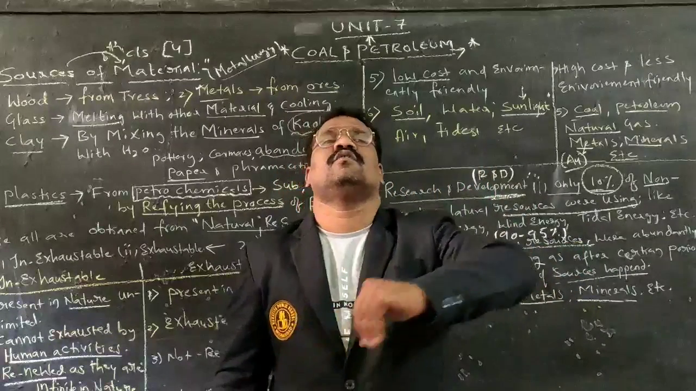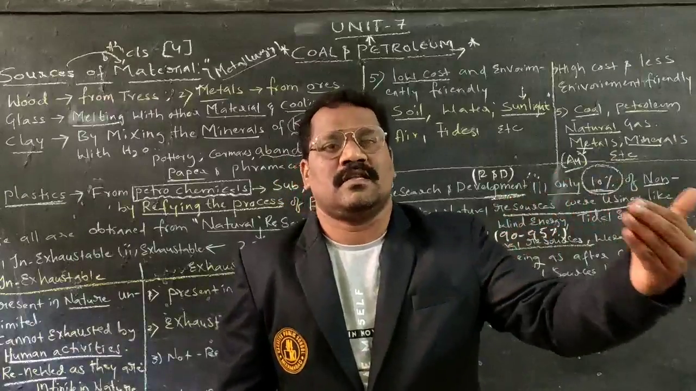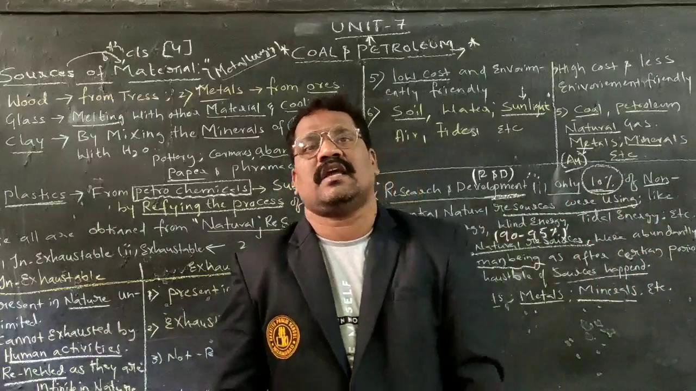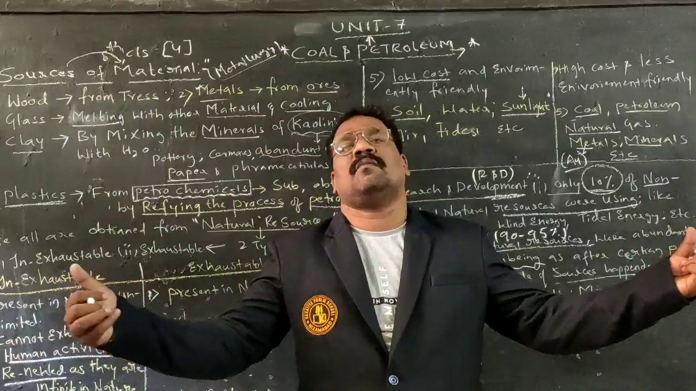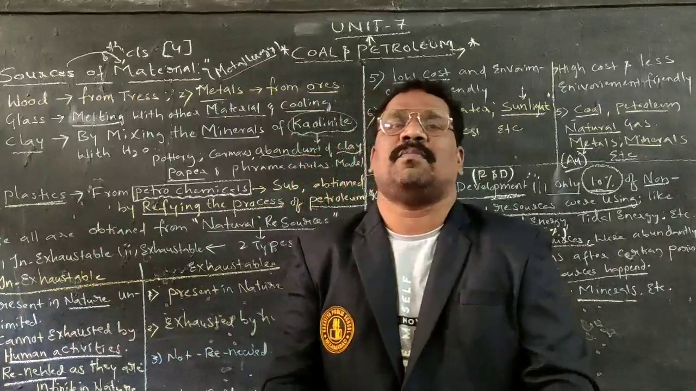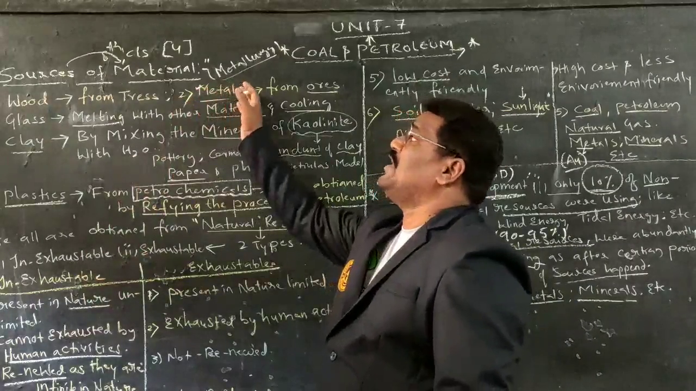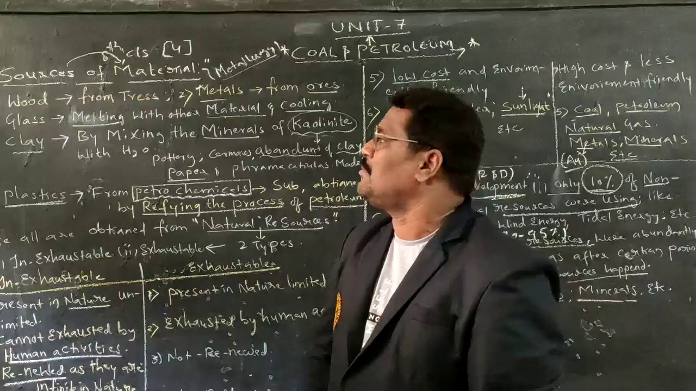These metals can be used for various purposes. They are useful for manufacturing utensils, and simultaneously they are useful for all household appliances. So metals play a vital role in our life. Therefore, they are also sources of material.